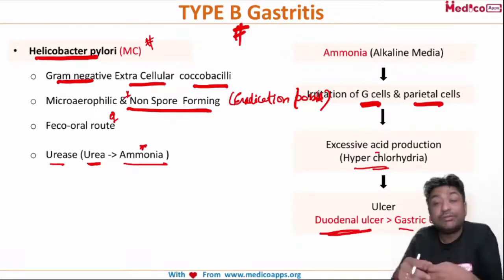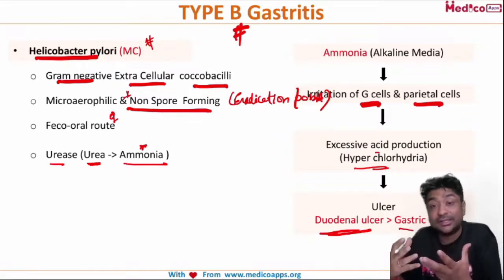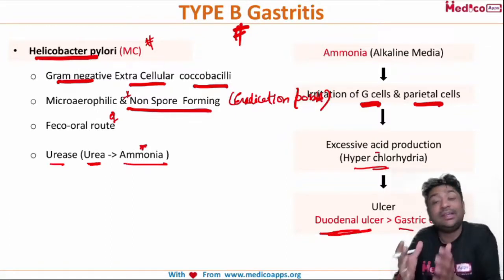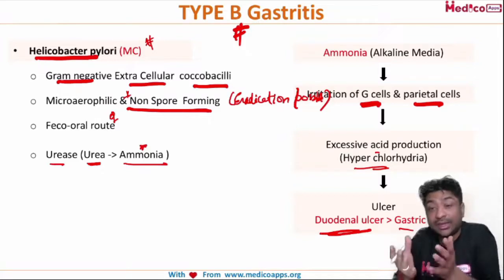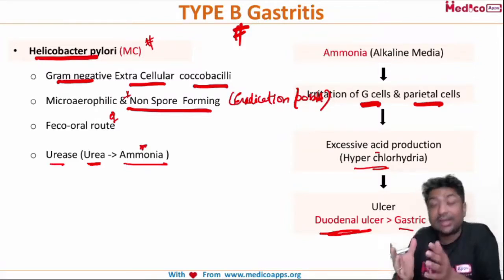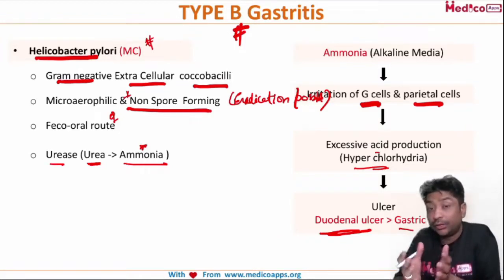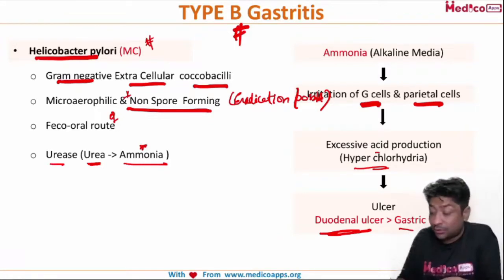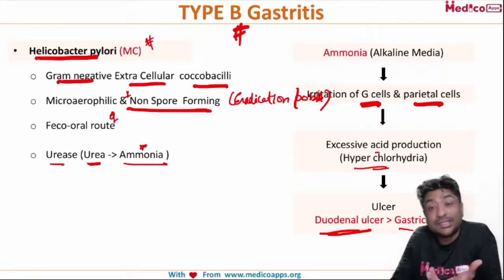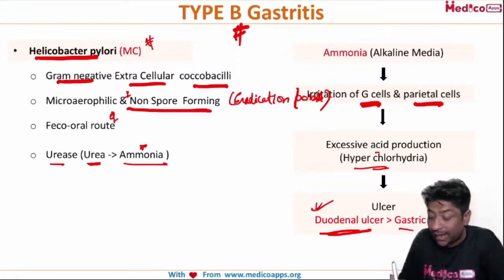Why? Because even though the acid production is increased, the stomach has an inherent defense mechanism against this excess acid, so it is relatively able to withstand the excess acid. Whereas the duodenum does not have much of that inherent defense mechanism against the acid. And so when the amount of acid production increases, it will be the duodenal ulcers which will be formed in such cases.